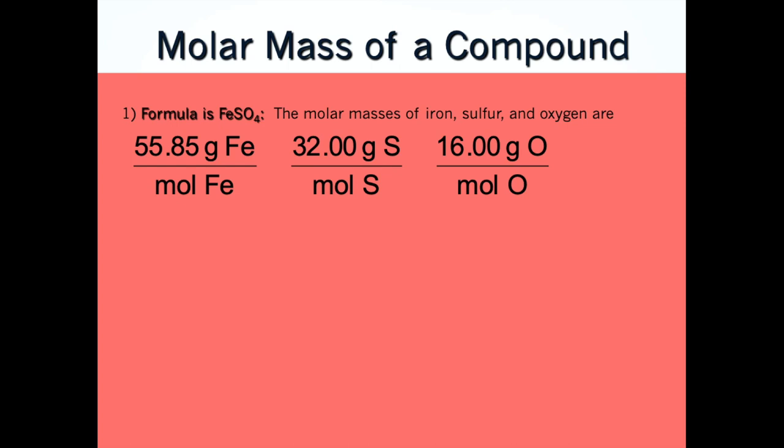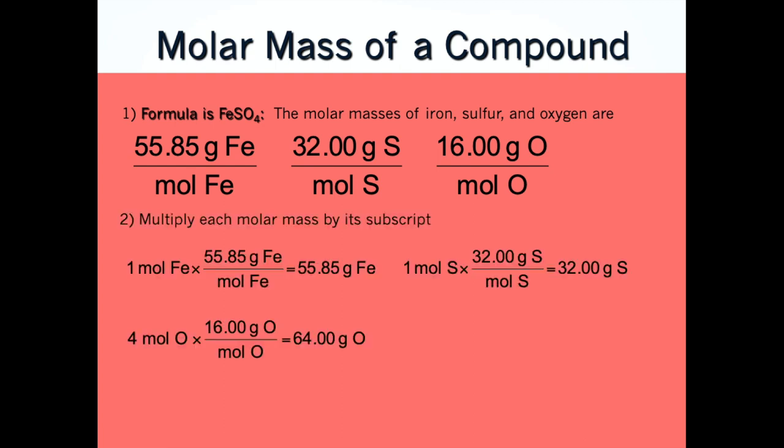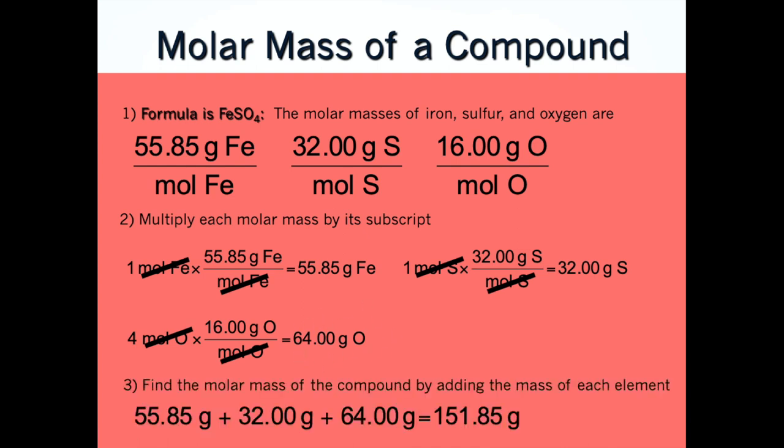But again, let's add these up, keeping in mind that there are 4 of these oxygens. So you're actually going to take the 16 and multiply by 4. When we do that, the numbers for iron and sulfur remain the same, but our oxygen contribution is actually 64 grams. When we add that up, our total mass is 151.85 grams, or 152 if you used 56 for iron. So that's how you figure out the molar mass of your compound. That's how many grams 1 mole of iron 2 sulfate would weigh.